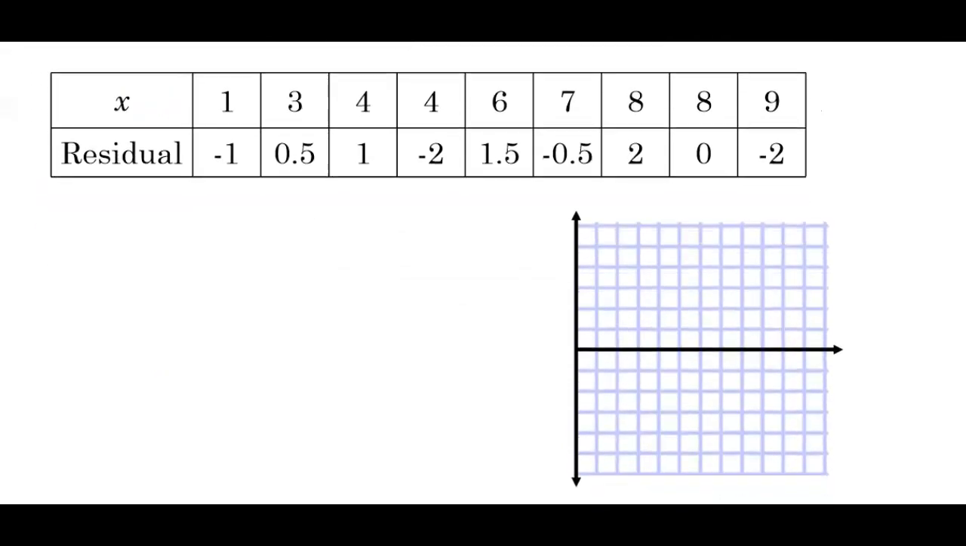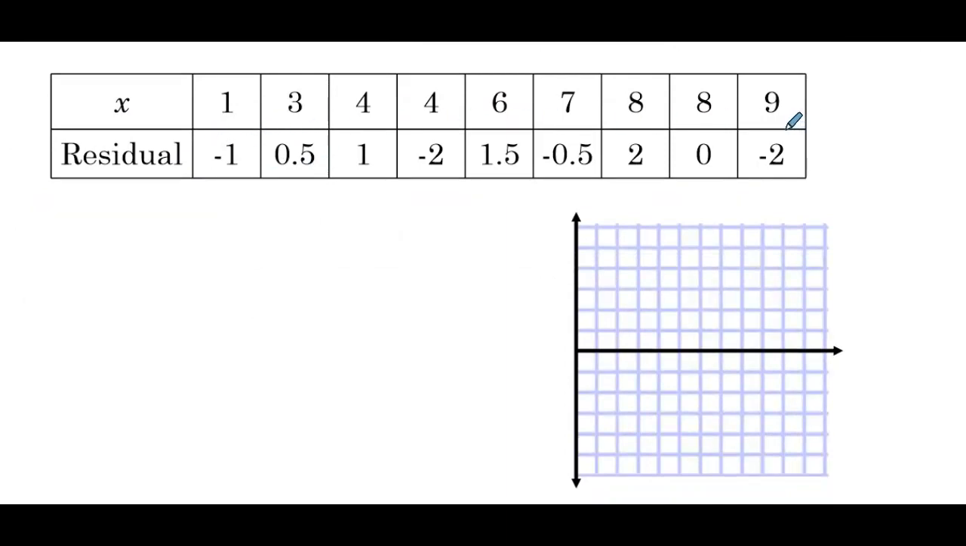Okay, so for x, we have to go up to 9. So we'll just go by 1. So 1, 2, 3, 4, 5, 6, 7, 8, 9, 10. We'll stop there. And then for residuals, the highest is 2, the lowest is -2. So let's go every 2 boxes is 1. So 1, -2. Right, so these are the residuals.